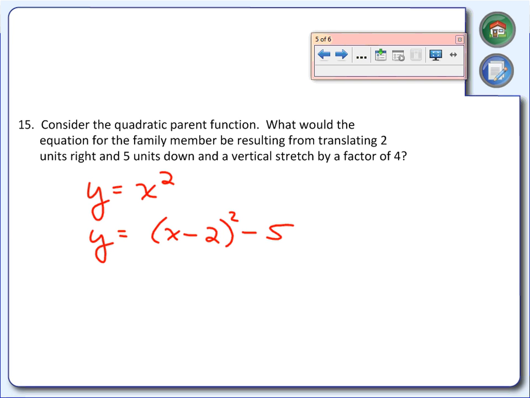We're also going to have a vertical stretch by a factor of 4. I want to stretch it out. So we're going to need to multiply the function by 4. So this is the equation that has all of those transformations to its parent function. Minus 2 moves it to the right. Minus 5 moves it down 5. And the 4 is going to stretch it vertically. All right, so that takes us through number 15.